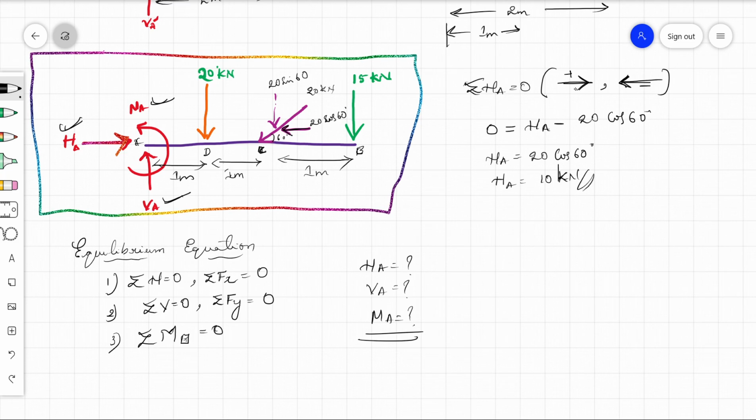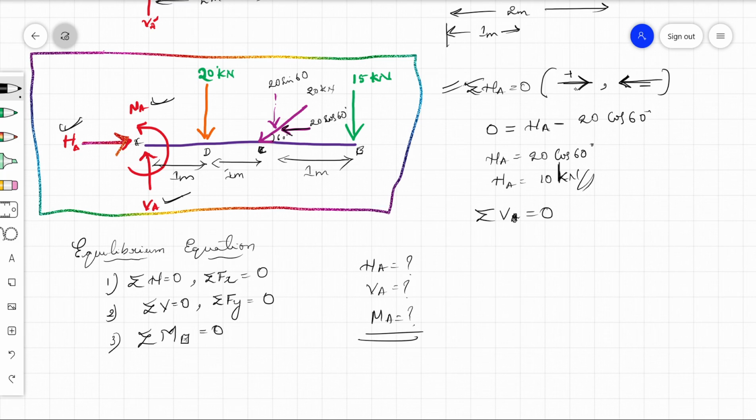The k is a small k, okay? Remember the small k. That's it, done. You got some 3 marks out of 10 already. Next step is summation of all the vertical force at A, okay? We need to find this is equal to 0.